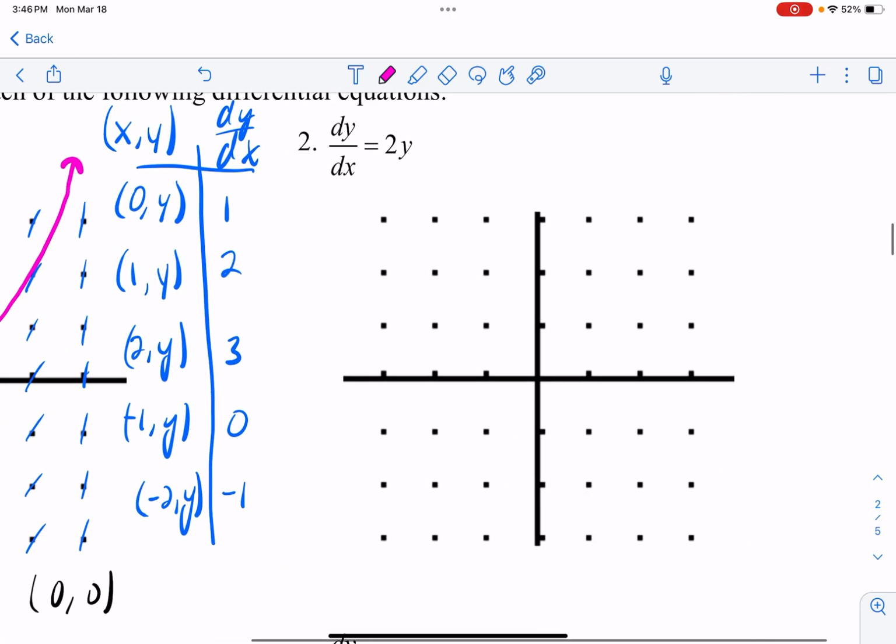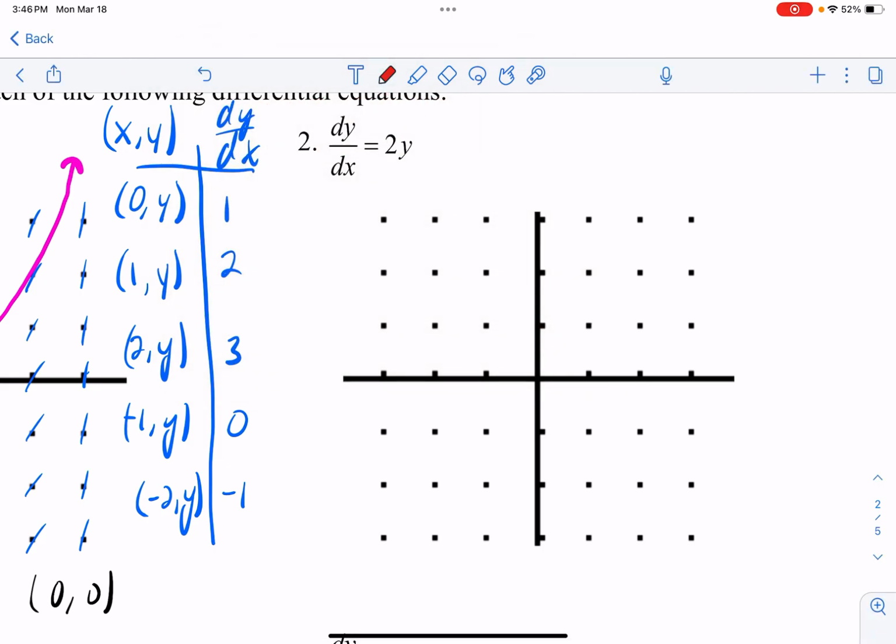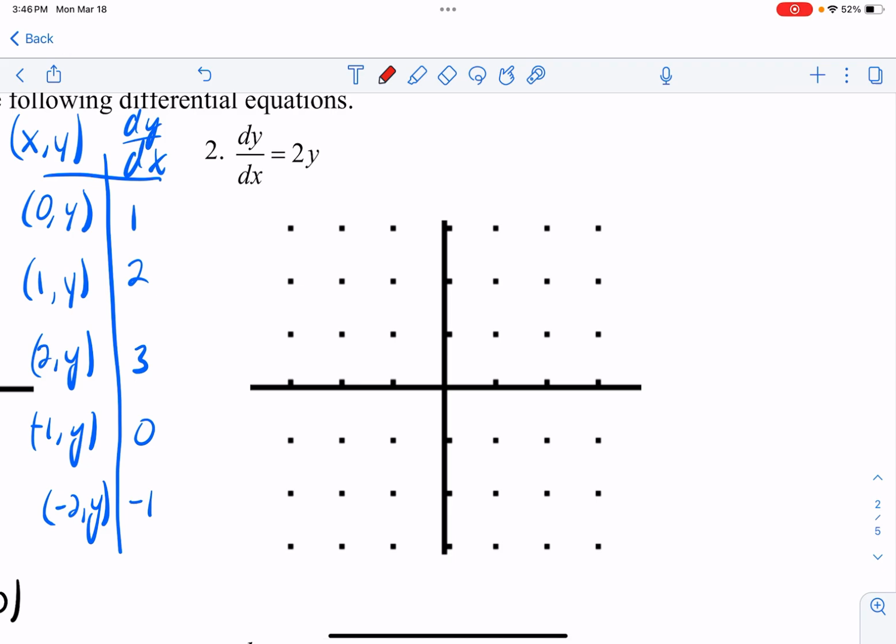Okay, likewise, let's look at number 2. We have dy/dx equals 2y. So now your slope is dependent on y. What I always like to do is look for where it's 0. So everywhere where y is equal to 0, my slope is going to be equal to 0. So I've got a bunch of zeros there. And then as y increases, my slopes become more positive.